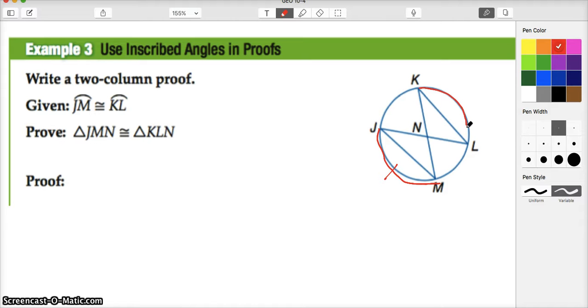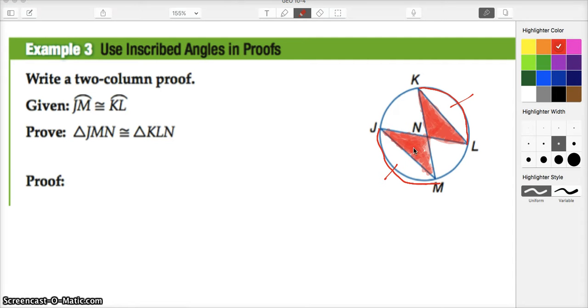All right, you remember our theorem just told us about the intersection of congruent arcs with inscribed angles giving us equal angles. Golly, that's a mouthful. So as soon as I get that, I'm starting to look around and say, okay, what angles do I know must be congruent? But we'll get there later. Then we've got to prove that triangle JMN and triangle KLN are congruent. So the two triangles that we're trying to prove congruent would be these two that I've highlighted in red.